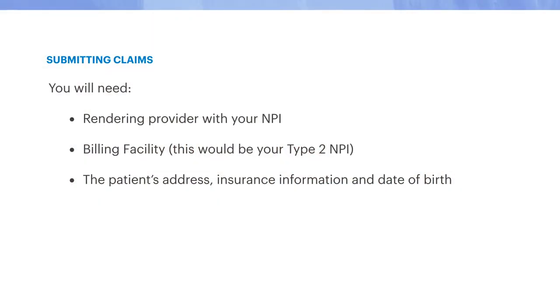You'll also have the rendering provider's NPI number, and rendering just means the person who provided the service. So if you're a single member or solo practice, that's pretty easy. That's you. You'll use your individual NPI number. At the bottom of the form, you'll also have the facility information, and you'll have your facility NPI number, your type 2 or group NPI number there. So after you've created that claim and double-checked it for accuracy, you'll go ahead and submit it.